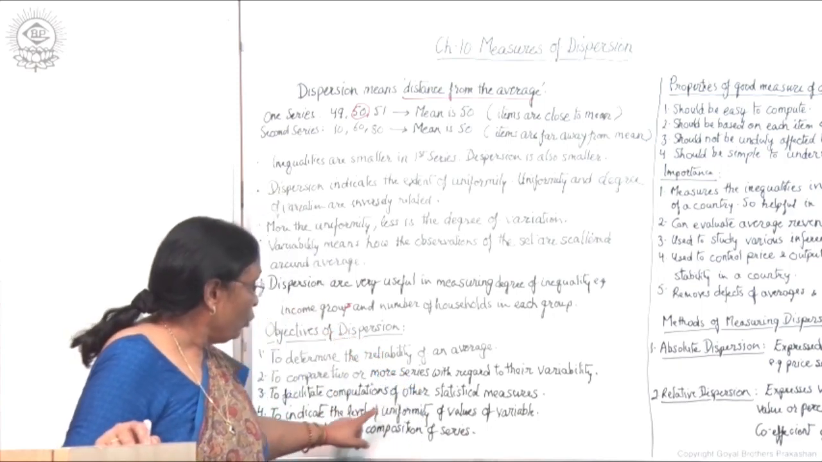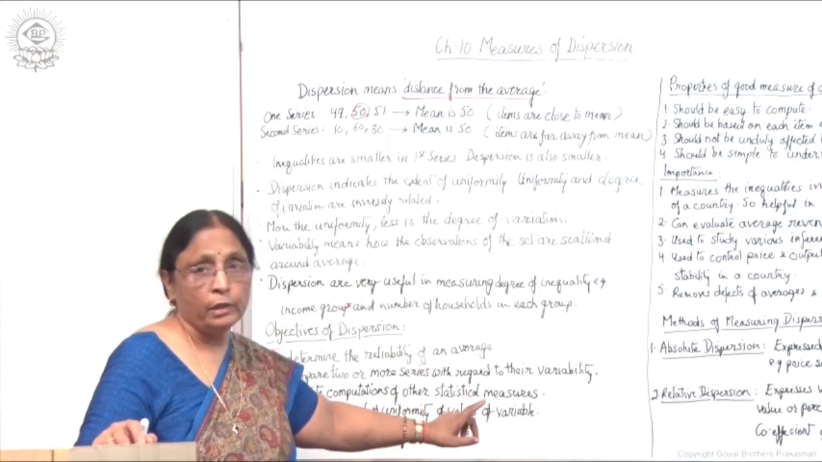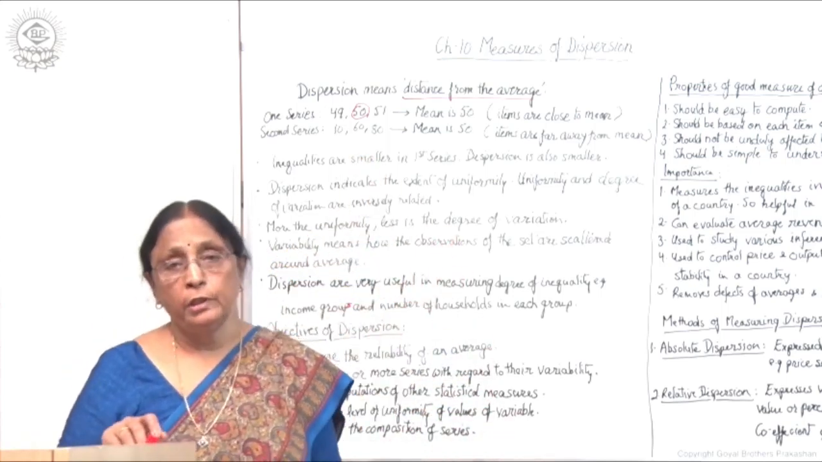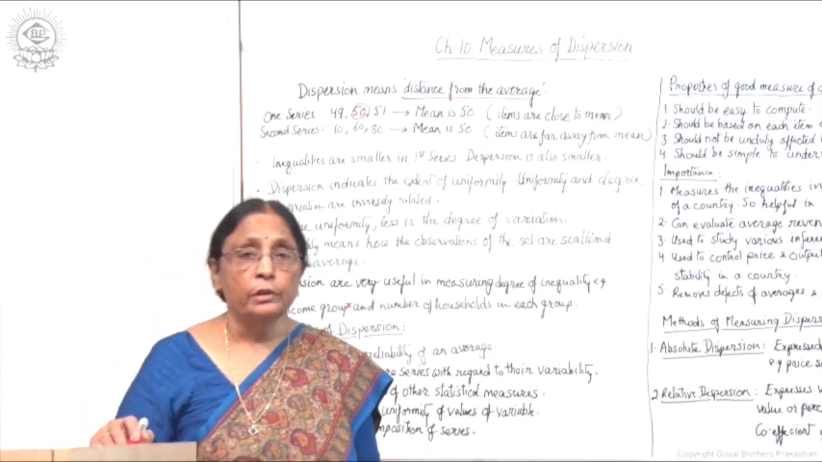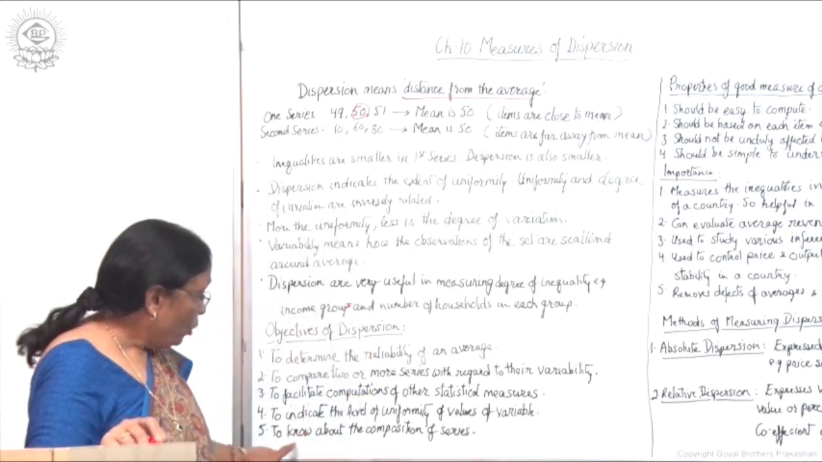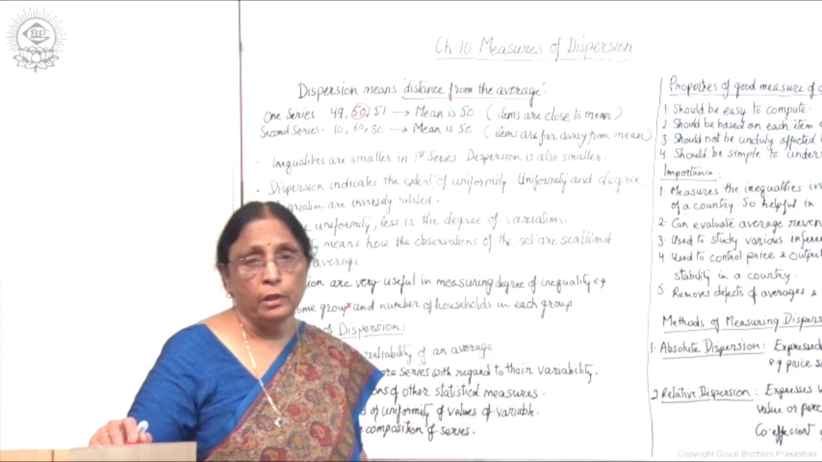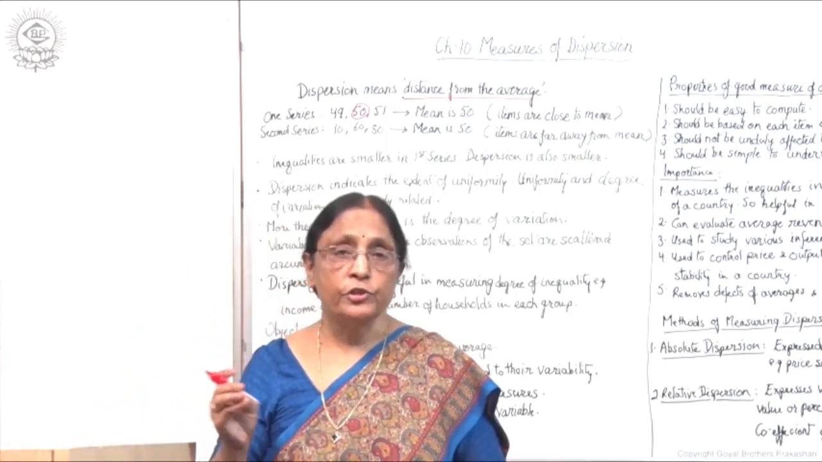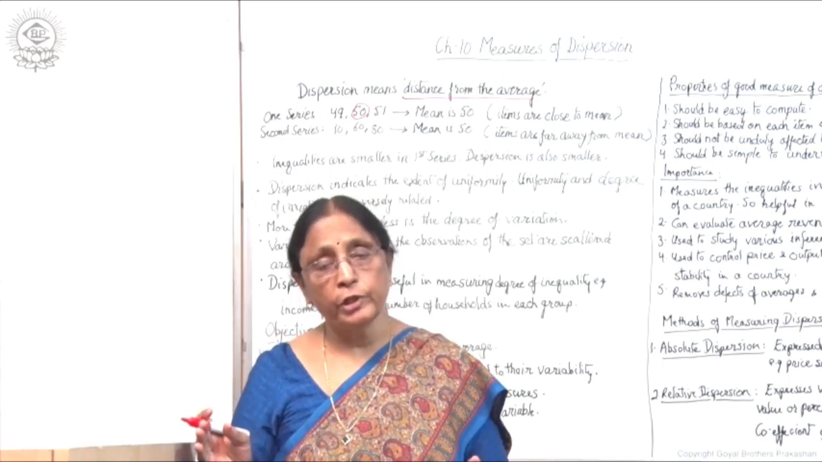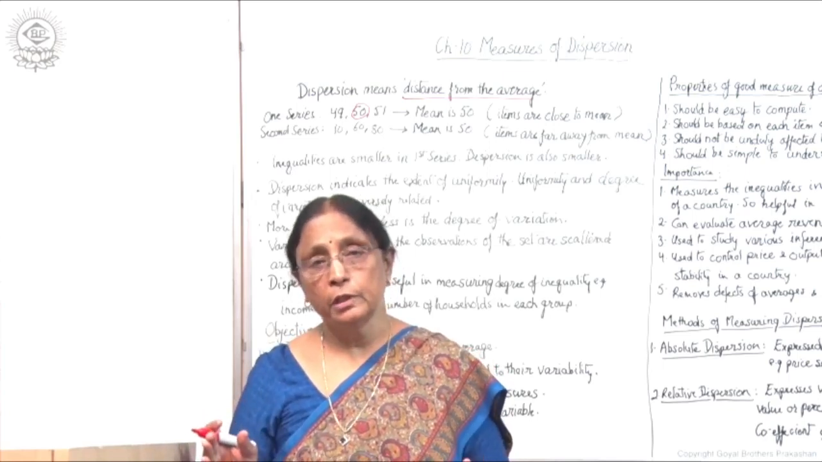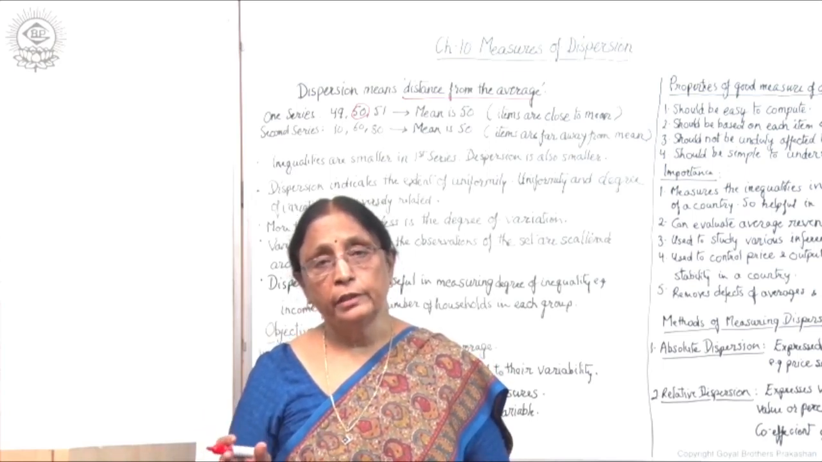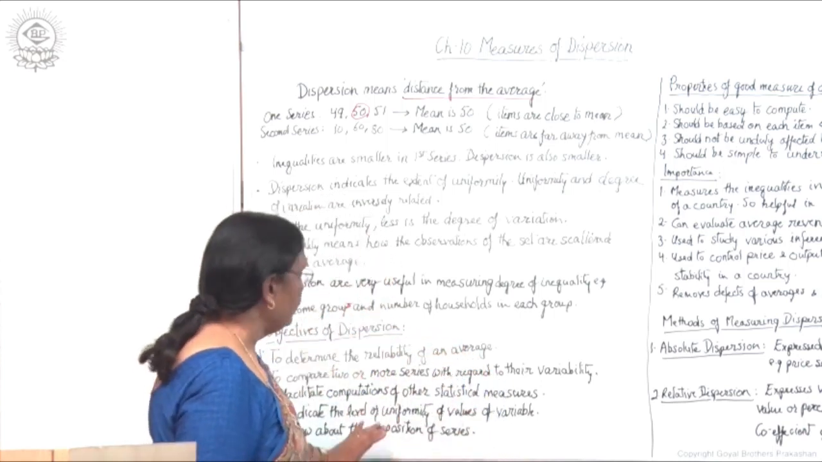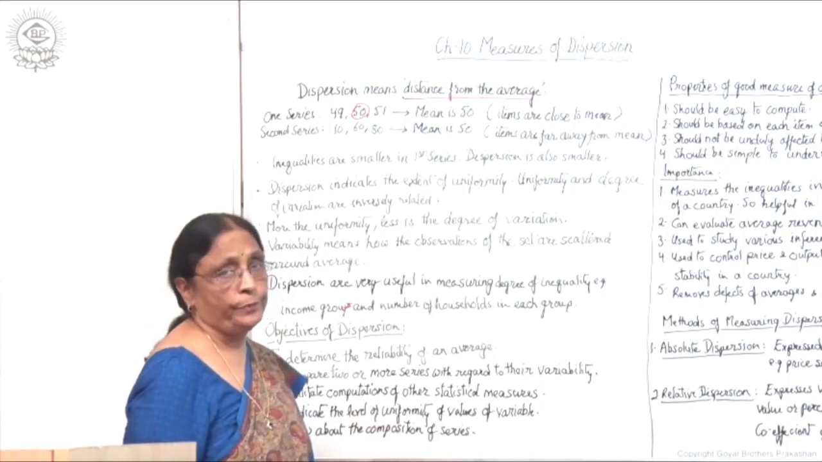To indicate the level of uniformity of values of a variable, this helps to know how uniform the data is. To know about the composition of series, with the help of measures of dispersion you can know the structure, composition or distribution of the series better than the average. So, these are the objectives of measures of dispersion.